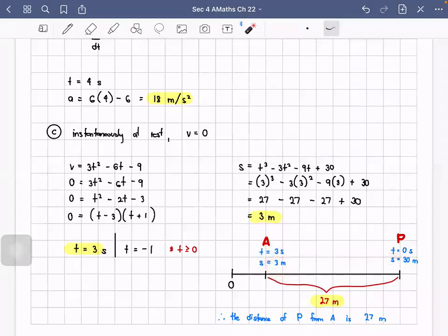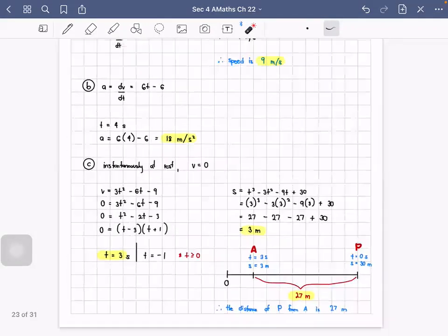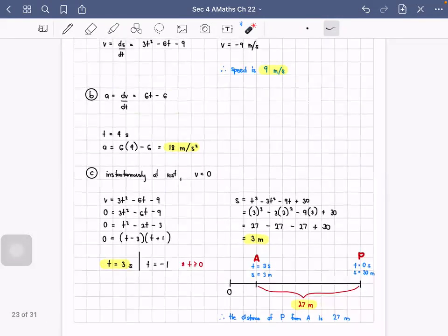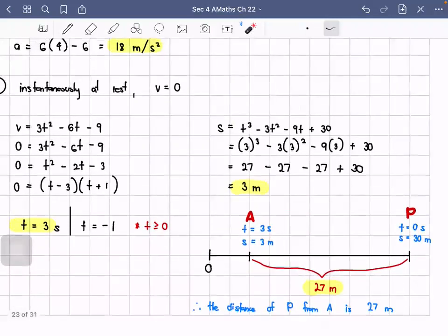So from 30 to 3, what is the distance there? Basically, class, the distance there is just 27 meters. So that's your final answer, class. For letter C, the distance of P from A is 27 meters, or you can write that as 27 units as well. So that's the distance of the two.